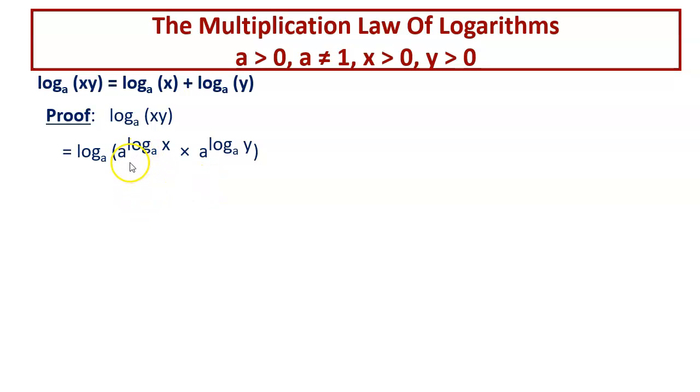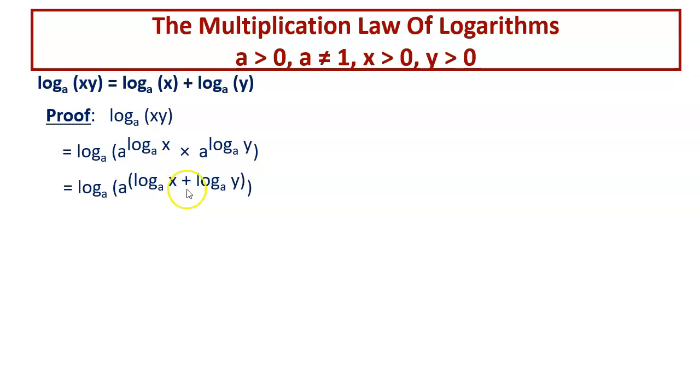And since this is a to the power of m times a to the power of n, we will be applying the law of indices and we can write this as a to the power of m plus n, that is a to the power of log of x to the base a plus log of y to the base a.